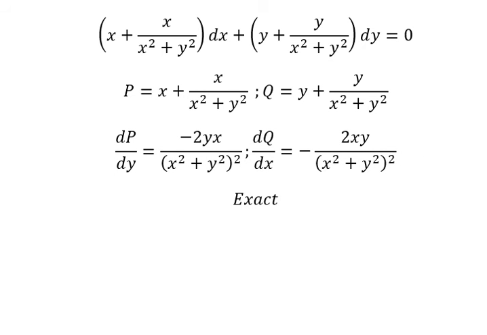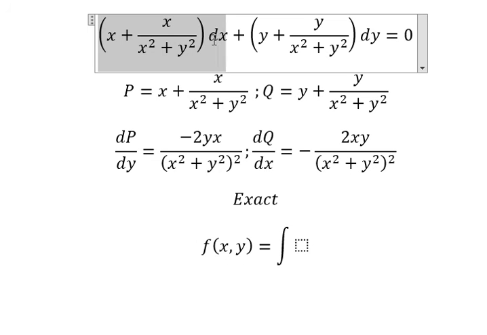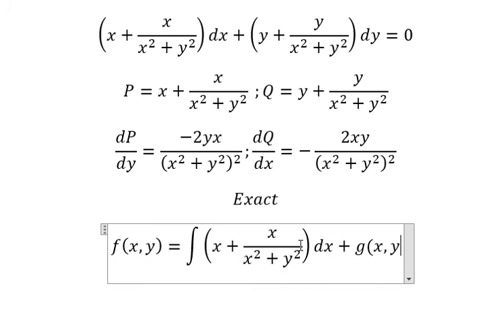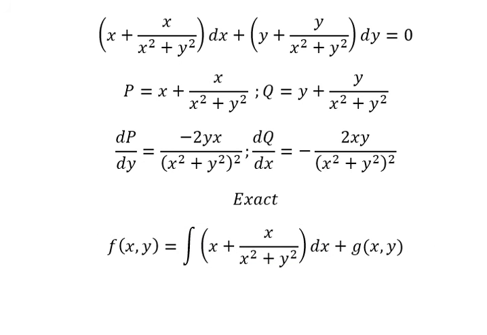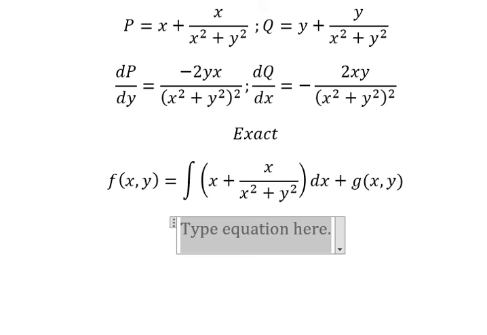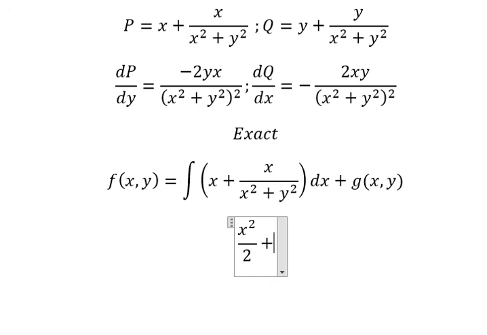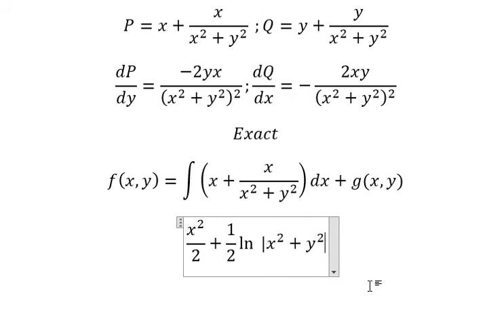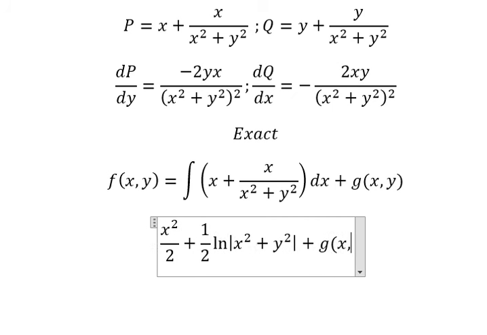That means I will put f(x,y) equals to this integration plus g(y). So the integration of x, you got x squared over 2. The integration of this one, we have 1 over 2 ln of the absolute value of x squared plus y squared. And we have g(y).